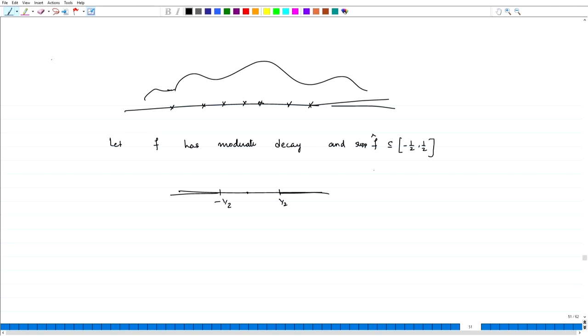Now we can think of this f hat as a one periodic function. Suppose f hat is something like this, then I will consider f hat as a one periodic function by taking the periodic extension, and so on. Now f hat of xi is equal to f hat of xi times the indicator function of minus half to half of xi. This does not change the value of f hat, because f hat is 0 outside minus half to half, and on minus half to half the indicator function is 1. We are treating f hat as a one periodic function.